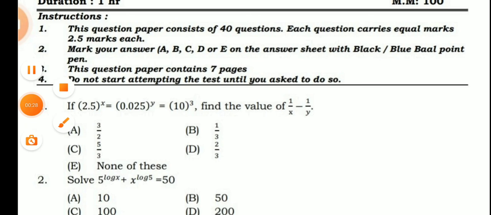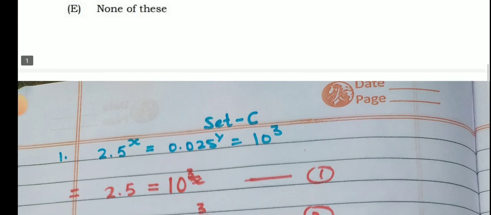0.025 raised to power y, and is equal to 10 raised to power 3. Then find the value of 1 upon x minus 1 upon y. What will be its correct answer? 4 options you have: 3 by 2, 1 by 3, 5 by 3 and 2 by 3. So come on the solution.